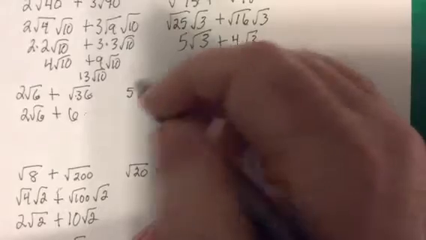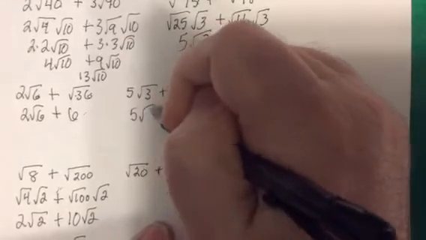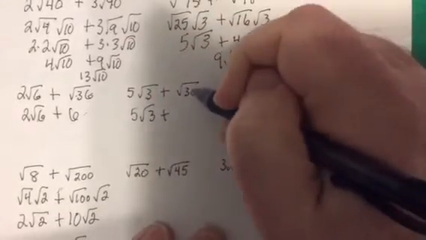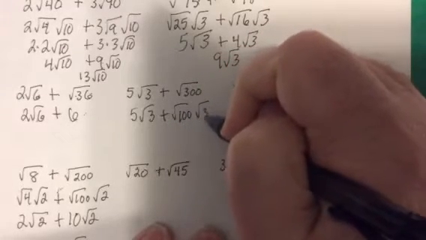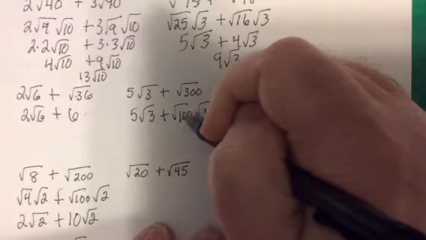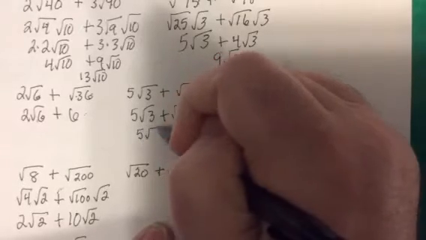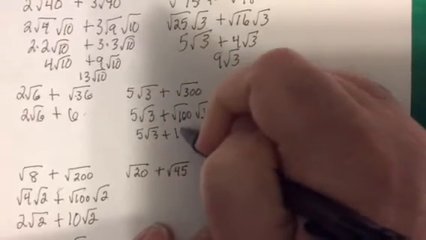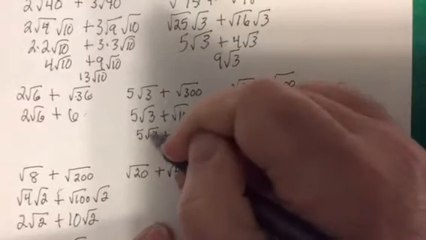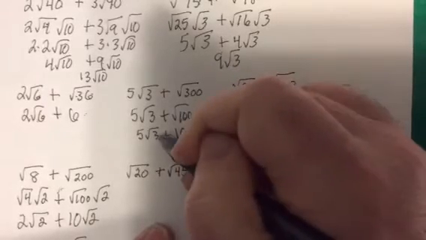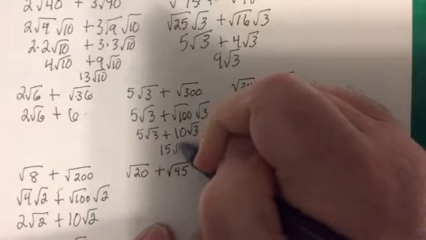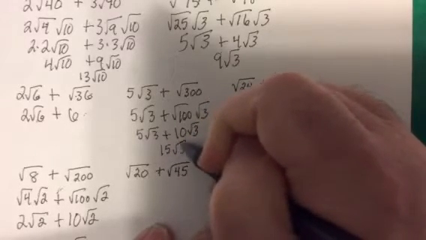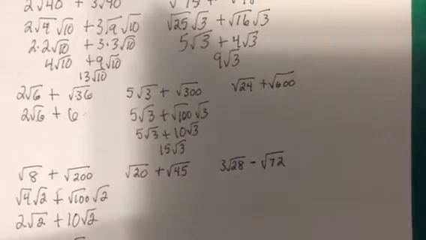This one can't do anything with the square root of 3. But 300 is 100 times 3. 100 is a perfect square, it's 10 times 10. So this would be 10 square root of 3. They both have square roots. They both have a radicand of 3. So you just combine the numbers out front. It's 15 square root of 3. Notice this does not change.